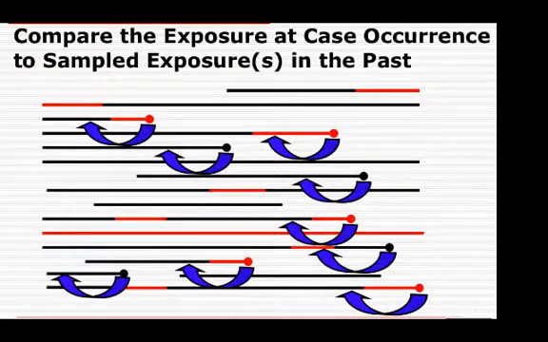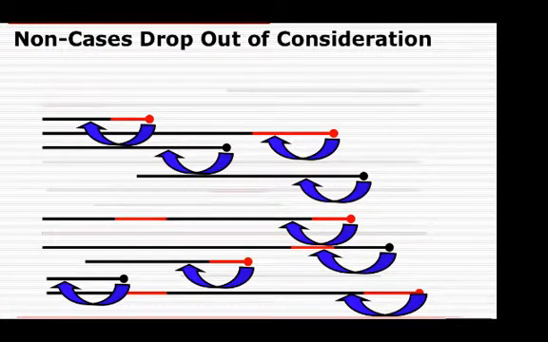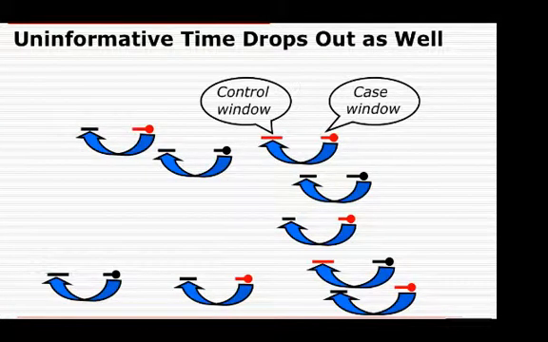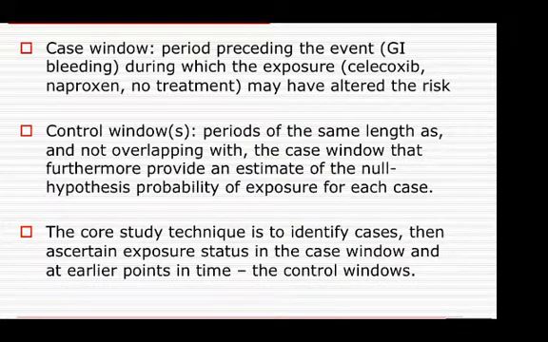The most common implementation of a self-matched design compares the exposure at case occurrence to sampled exposure in the past. As I just mentioned, non-cases drop out when matching is within person. And all the time periods that are not part of case windows or control windows drop out from the analysis too. Here are some definitions of what we've done and a short description of how a so-called case crossover study proceeds.